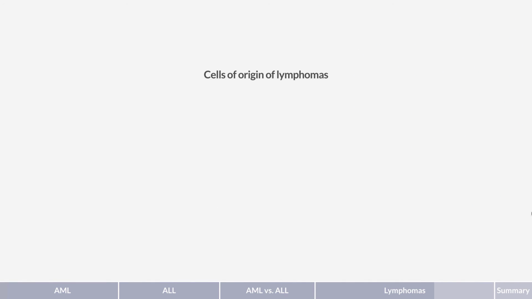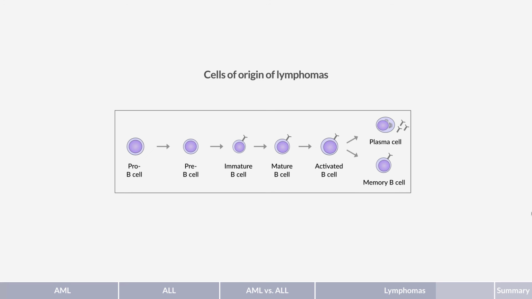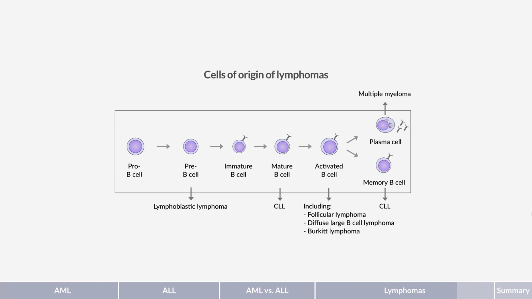For a deeper understanding of the lymphomas, assigning the diseases to their cells of origin can be very helpful. Precursor B-cell lymphoblastic lymphoma arises from pre-B cells. Chronic lymphocytic leukemia arises from mature B cells, but may demonstrate characteristics of memory B cells. Multiple myeloma arises from plasma cells. Most lymphomas, however, originate from activated B cells. Examples include follicular lymphoma, diffuse large B-cell lymphoma, and Burkitt lymphoma.